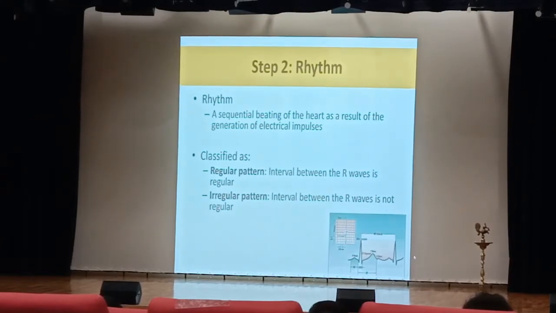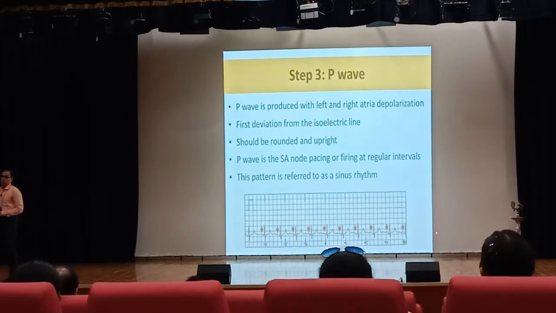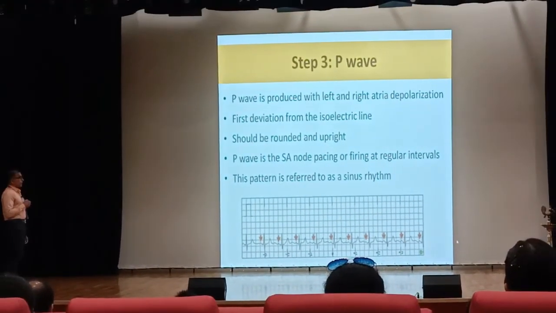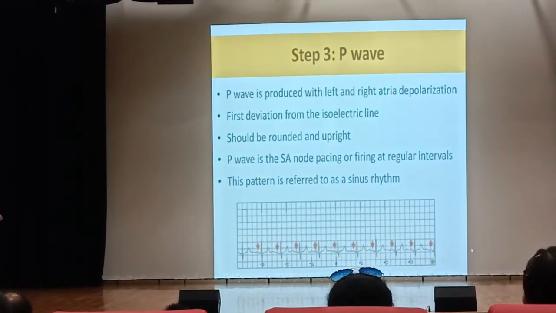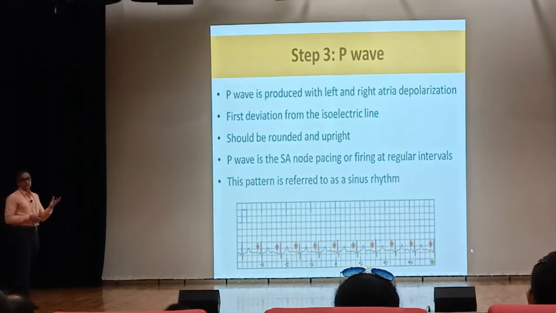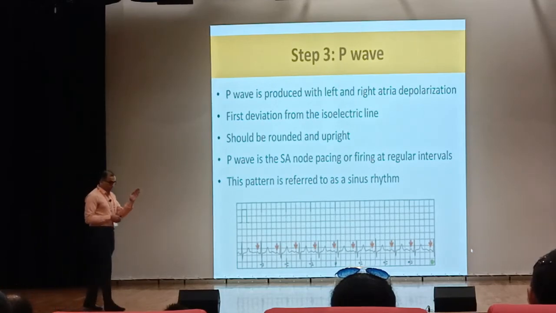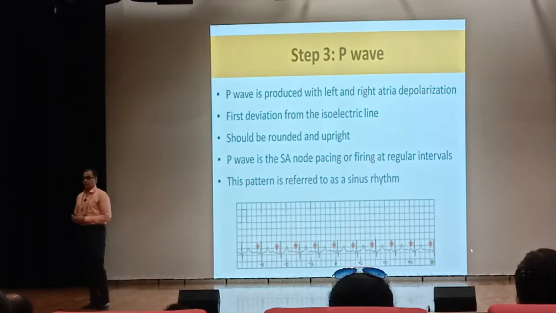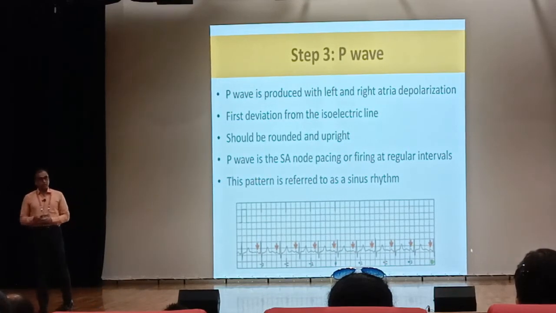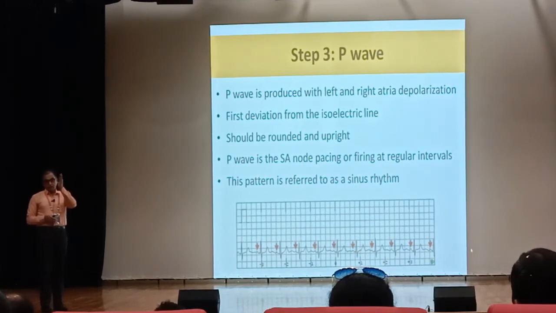We look at two things: whether the rhythm is regular, and the rhythm which is basically produced by contraction of the atria. So the P wave is basically the first deviation from the isoelectric line, meaning the flat line, and it should be rounded and upright. You can see here, it is rounded and upright. And basically, it is generating from the SA node. The first half is made by right atrial depolarization, and the second half by left atrial depolarization. Now the first half is going up and the second half is coming down.